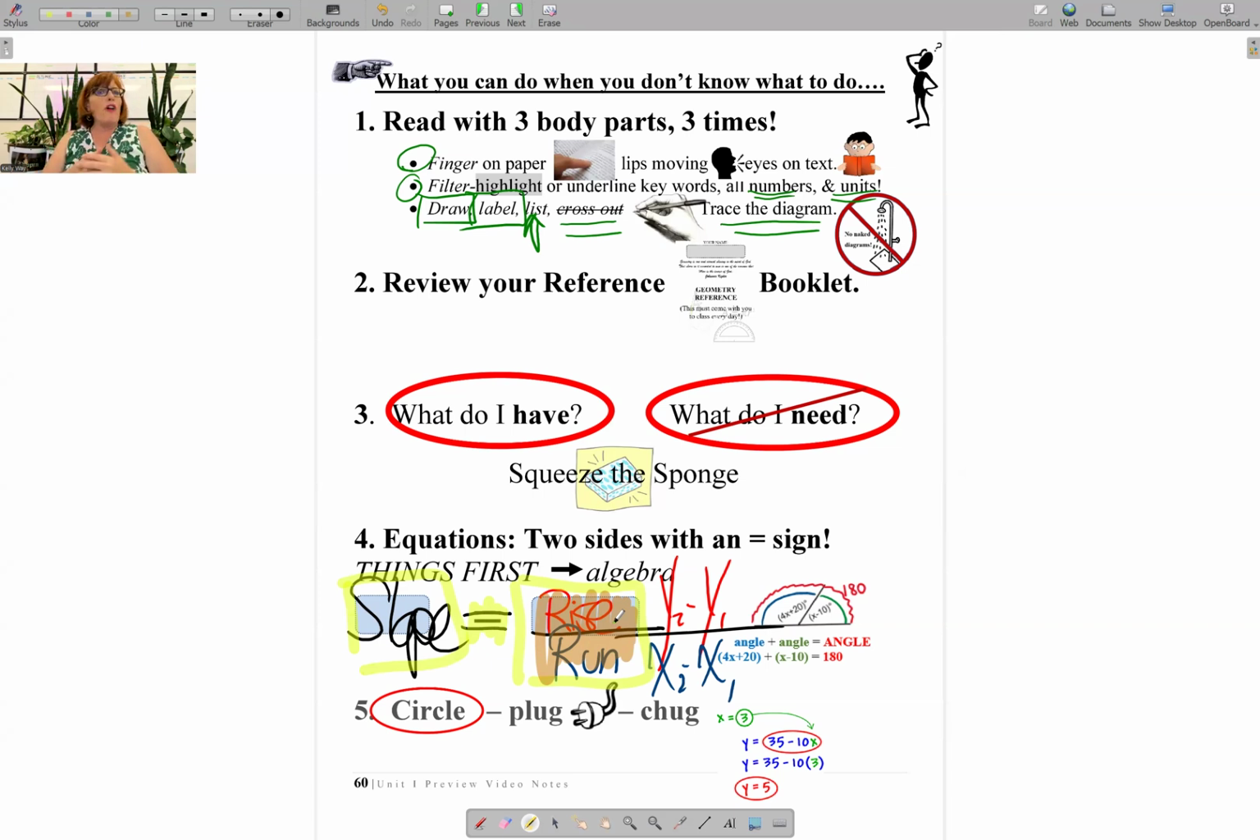And then step number 5 is when you're dealing with equations, you do something I call circle plug chug. I'll describe that in a moment. Circle means to circle parts of the equation. Plug means to plug the numbers in. Chug is my version of just get it done. Get it done.